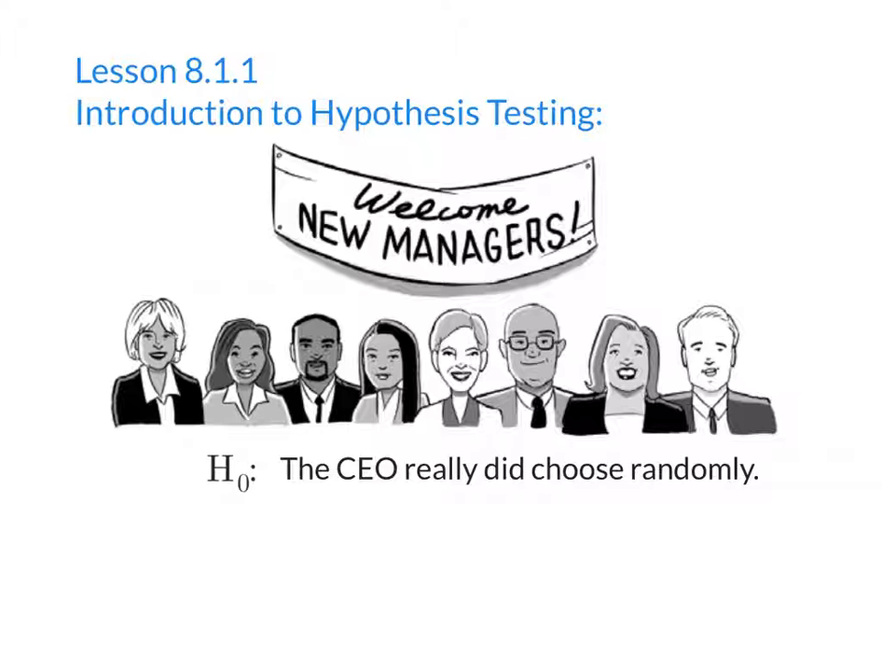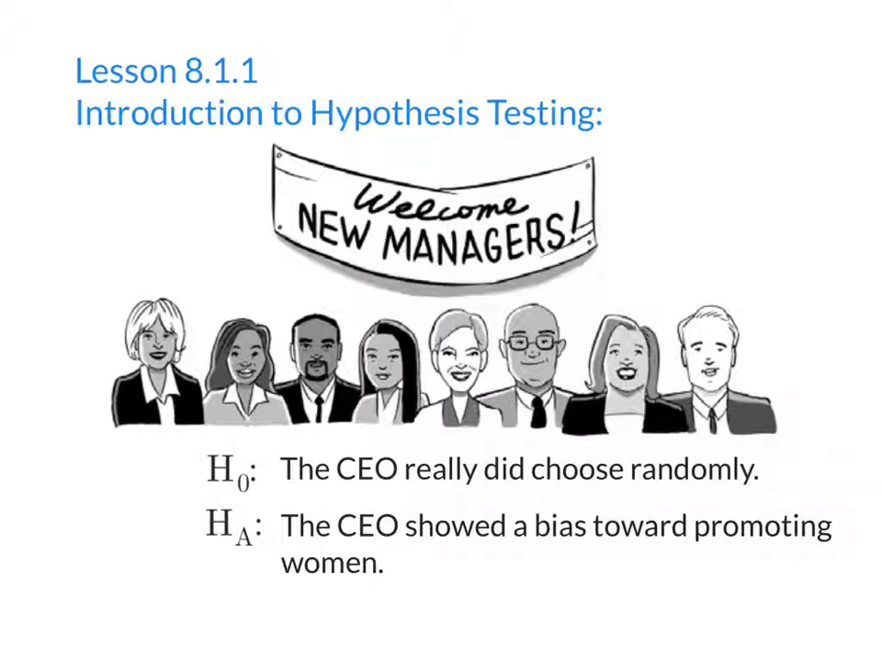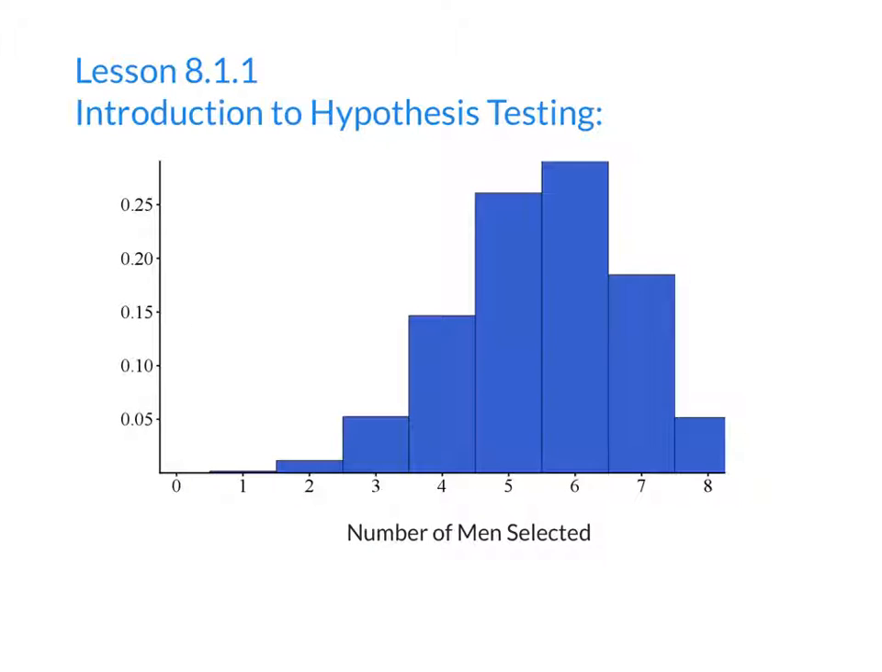In Lesson 8.1.1, students are given a classic narrative regarding the proportion of female managers promoted, including the null hypothesis. Then they are asked to reason the alternate hypothesis. Then they run physical simulations to graph and estimate the sampling distribution of men selected. Then the p-value is estimated from the graph and the result of the many simulations.